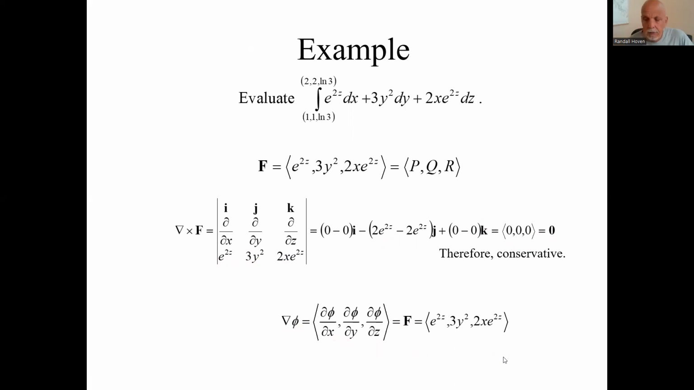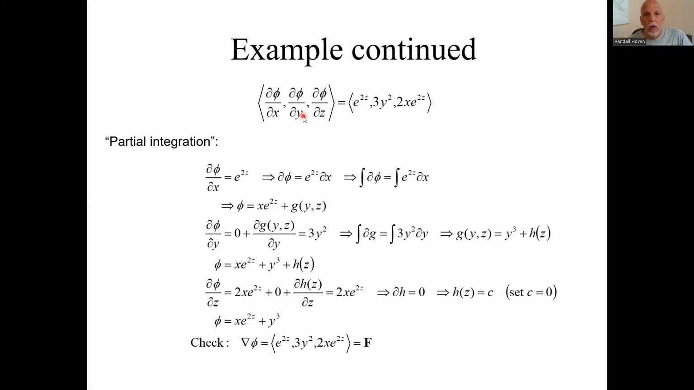That means this. So let's see. We have this statement, the true statement, because we said it's conservative. Well, let me go through how to find phi the slow, sure way. It's called partial integration. Look at this equation. It means the partial of phi with respect to x is e to the 2z. Multiply through by partial of x. Get the partial of phi equals e to the 2z partial of x.